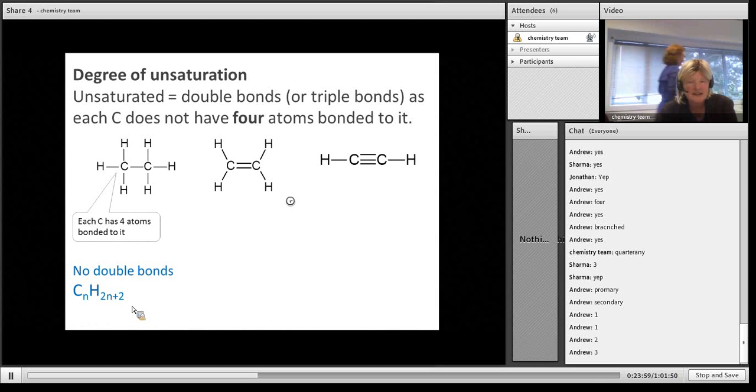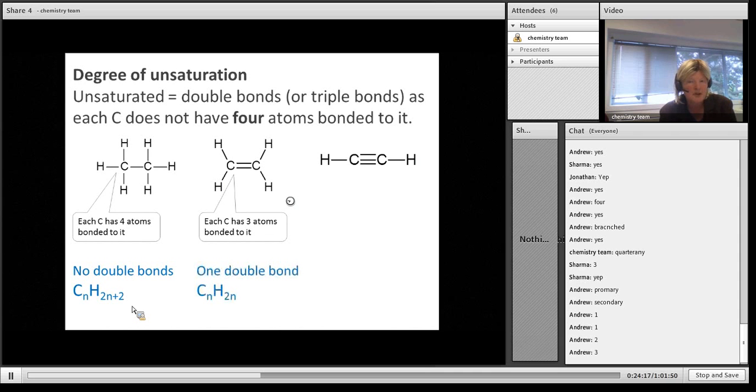In this ethene, 1 double bond is present. It's unsaturated because each carbon of that double bond, although it's got 4 bonds, is only bonded to 3 other atoms. So each carbon is bonded to 2 hydrogens and 1 carbon. So the formula there is CnH2n. I've got 2 carbons, so N is 2, and if I multiply that by 2, I get 4, and I've got 4 hydrogens. So that's how we get that formula, CnH2n.